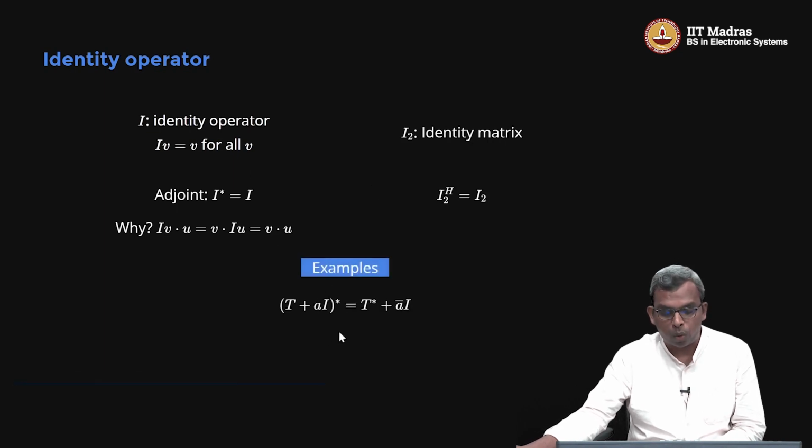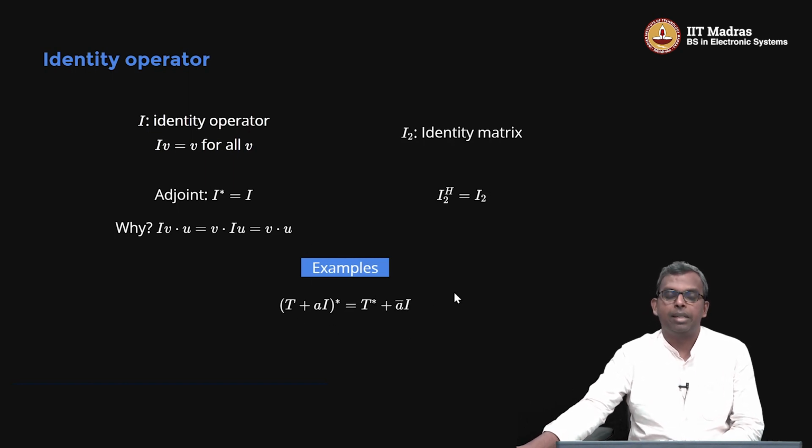Here's an example of how identity will enter some adjoint type manipulation. You may have to do a manipulation like this. Typically, when you think of eigenvalues and all, you may have to do manipulation like this. T plus AI whole adjoint is the same as T adjoint, T star, plus A bar I itself. You don't need to do I star, right? I star is the same as I. So you get this kind of examples here. Okay. So this is the identity operator.